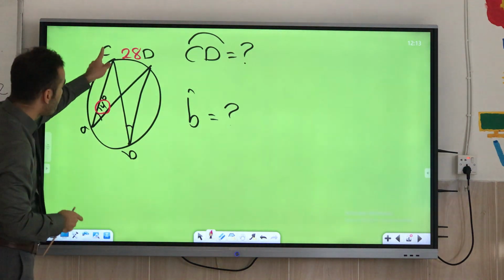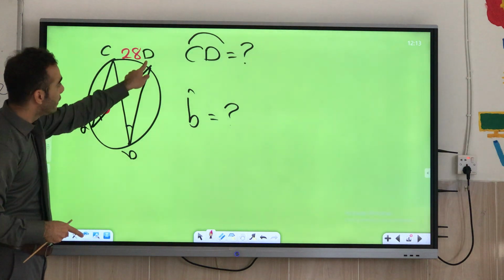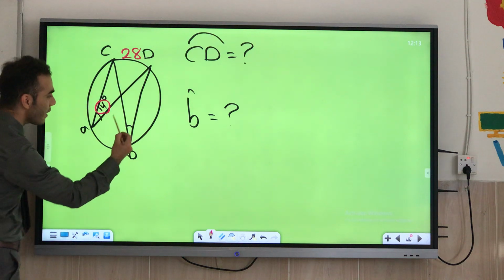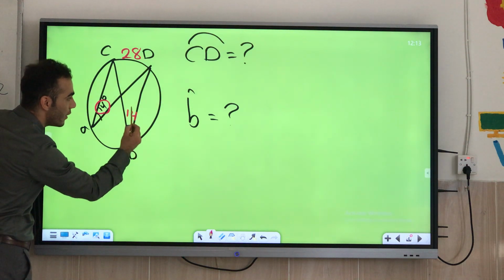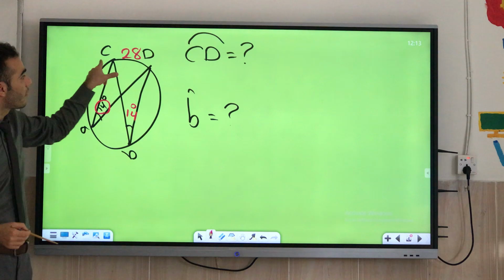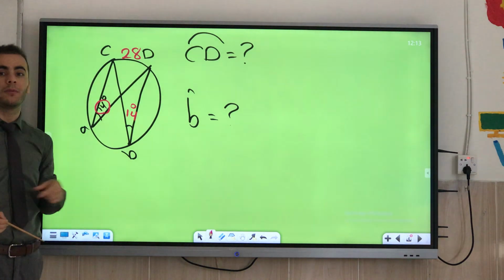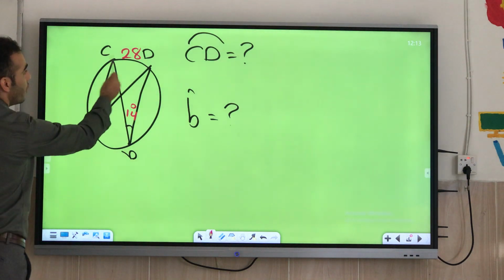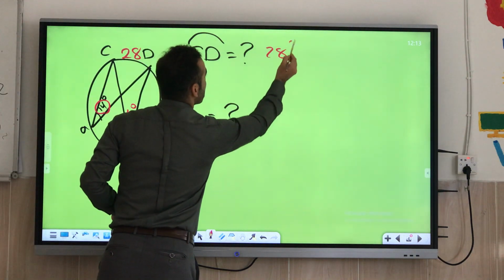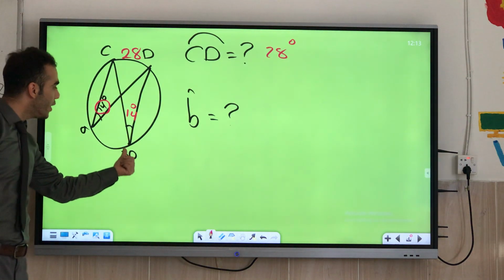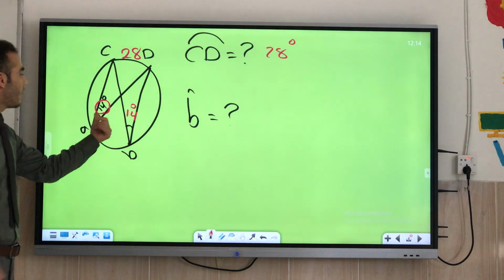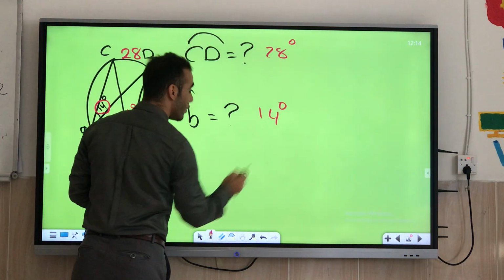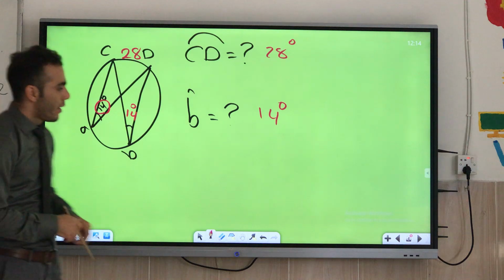And as you can see, guys, the angle CBD is across from the same arc. So the angle B is also going to be 14, because both of them are across from the same arc, so they are going to be equal to each other. The question asks, what is the measure of arc CD? We got it, and it is equal to 28 degrees. And what about the measure of B? It is the same as the measure of A, because they have the same arc. So it is equal to 40 degrees. Next.